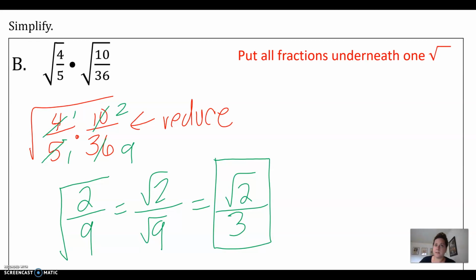Okay, so the whole point of this lesson was to rationalize the denominator. And what that means is you're getting rid of the radical in the denominator by rationalizing it, and by using an appropriate value of 1.